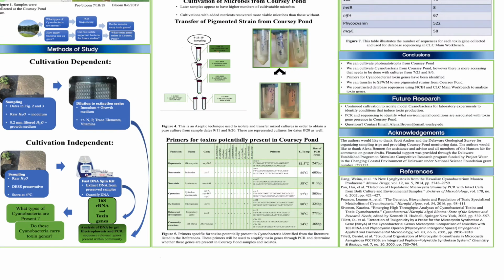And so moving on, we ran transfer of those pigmented strains from Coursey Pond. And so this is an example here of our 9/11 sampling date. And we ran these strains from primary, secondary, tertiary. And then there was a split into synthetic freshwater media and Coursey Pond H2O. And with this, you can see that the further we got down into the tertiary strain, you can see more pigmentation.